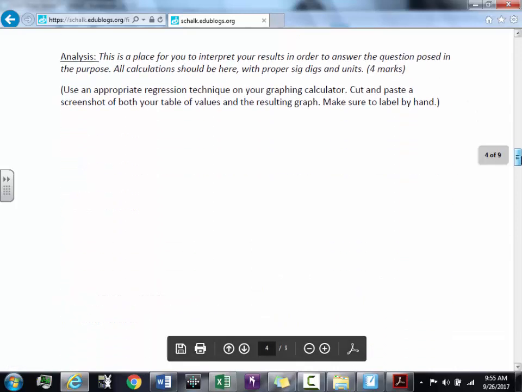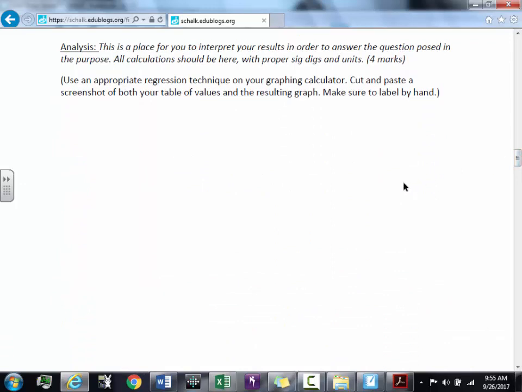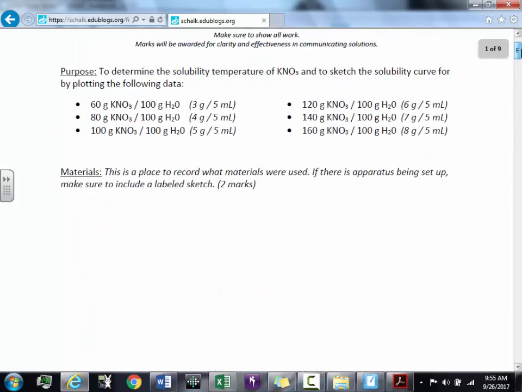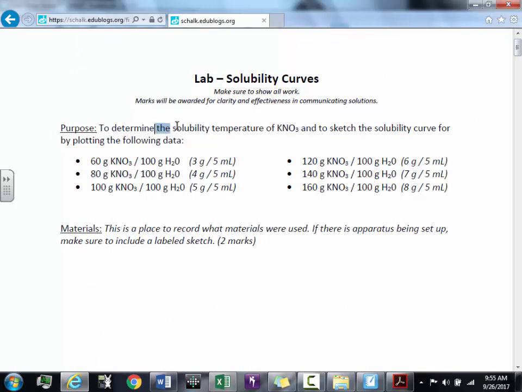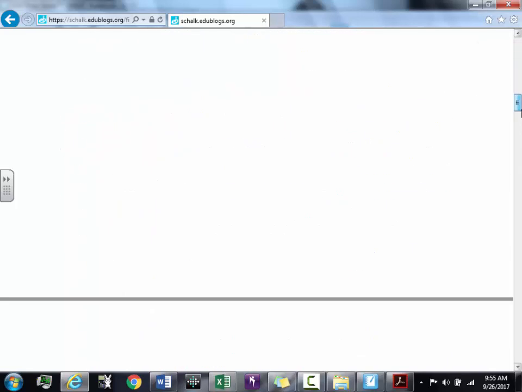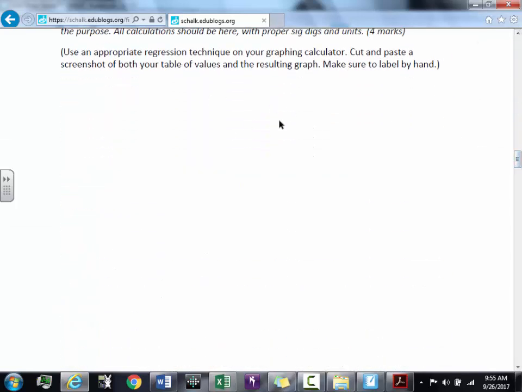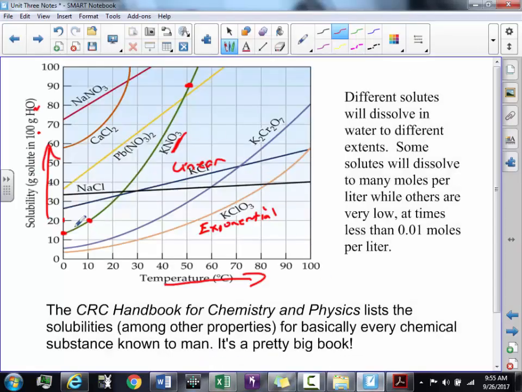Then analysis is a place where you try to answer my purpose. I always have a goal for the day. So in the analysis we want to try to answer the question posed in the purpose, the whole goal of which is to try to determine the solubility temperature and sketch a graph. What I'm going to ask you guys to do here is to try to sketch a graph. If you know how, because I've shown a few of you already and the rest I'll show later, we're actually going to use our graphing calculators to do this. We're going to plot a regression on a graphing calculator, make a nice graph, and hopefully we'll discover that graph looks just like this one right here. And if it does, our lab was successful.